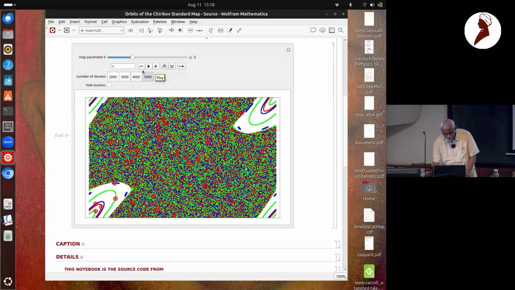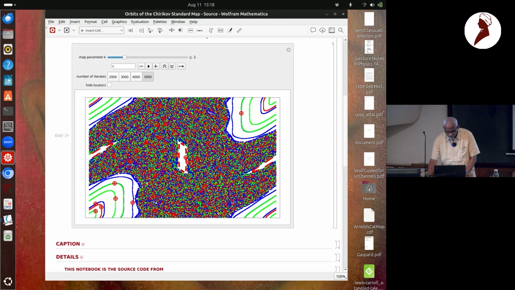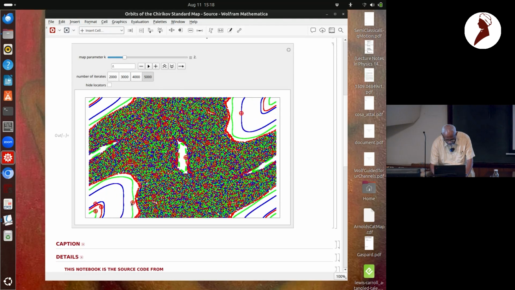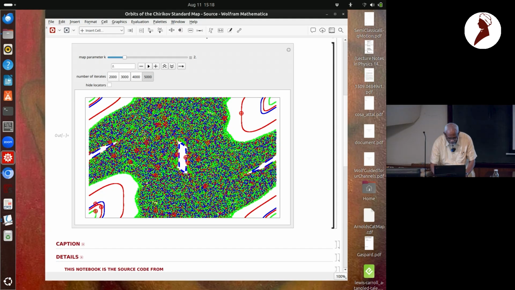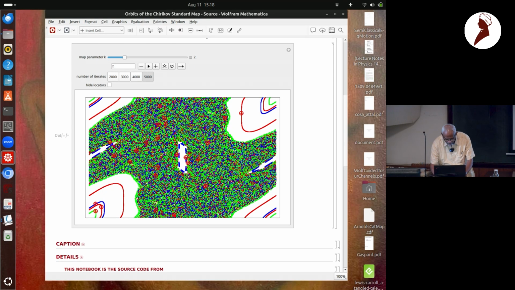Okay, 2. Let me look at 2. Orbits, yeah. So I have now clicked so many times that there are many things. I can remove each of them like that. Okay, but I've clicked too many times, I think. There must be a way of removing everything. Oh, hide.